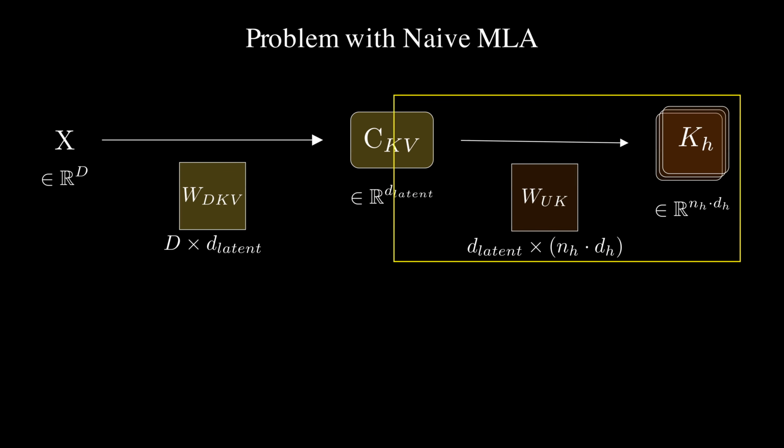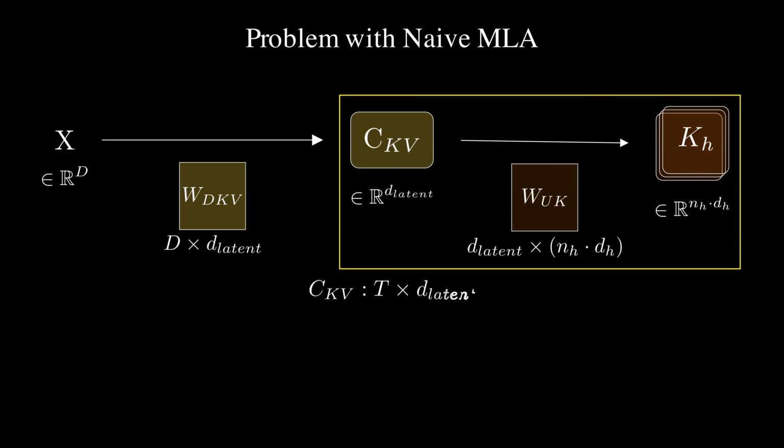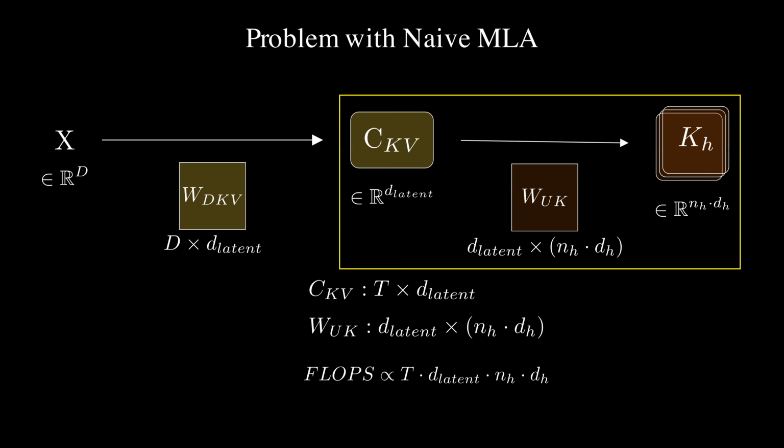To reconstruct keys, we need the matrix multiplication of CKV with WUK. The compute cost of this operation scales roughly as sequence length times D latent times number of heads times head dimension. Now this computational cost itself becomes extremely expensive for large sequence lengths. In standard inference, we avoided this cost completely because keys and values were already cached. So naive MLA still ends up doing a huge amount of extra computation.